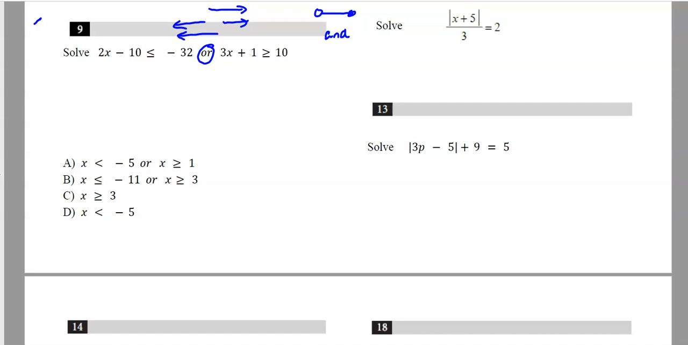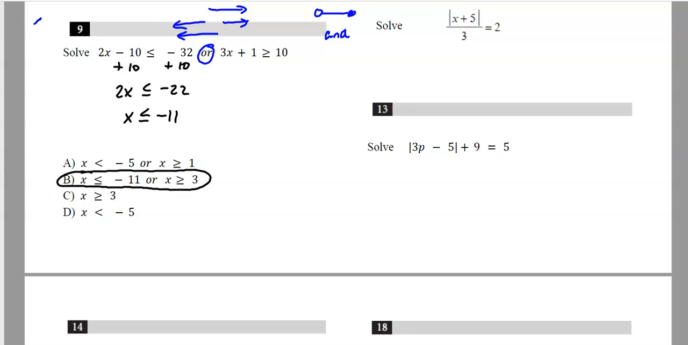Well, let's just solve this. So I'm going to add 10 to both sides. And I get 2x less than or equal to negative 22. Divide both sides by 2. So I need an x is less than or equal to negative 11. Well, right now, since this is multiple choice, B looks like the only one that has that. But we'll do the other side too, just in case. So I look at the other side, minus 1, 3x greater than or equal to 9, divide. X is greater than or equal to 3, and boom, checks out. B is the correct answer.